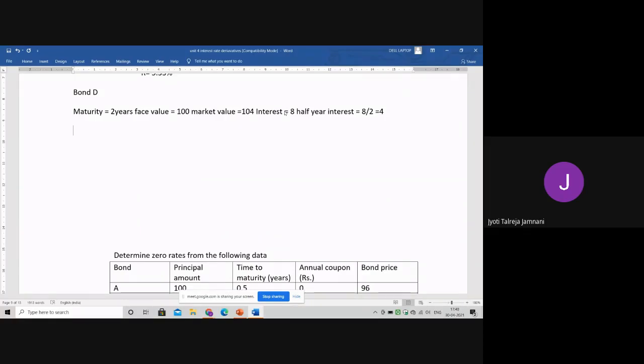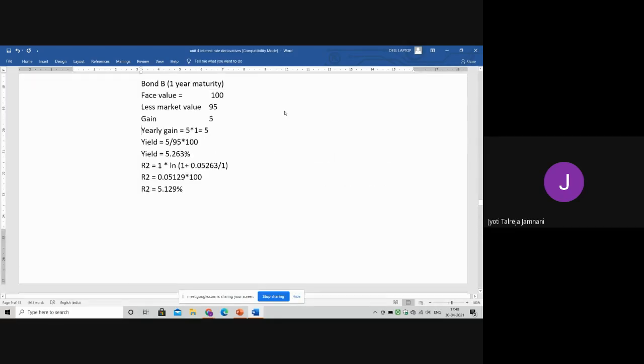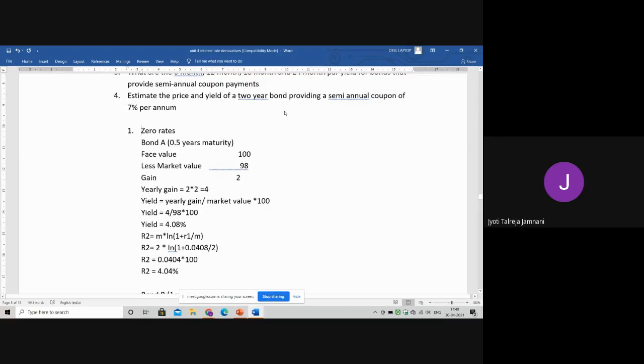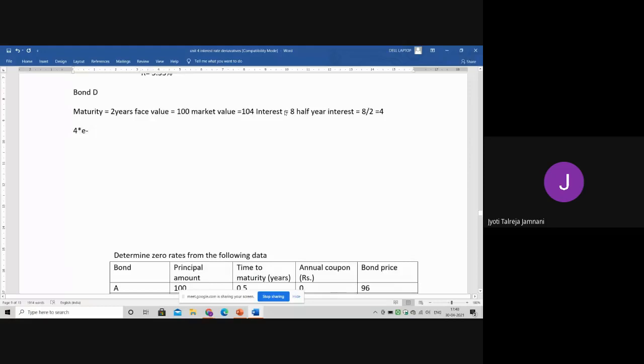We have to find the present value of the cash flows using that formula, and we have to find the zero rate. So first 4 rupees into e raised to minus RT. For R, we have to check bond A, because bond A was a 6-month bond, 4.04. So we take e raised to minus 0.0404 into 6 by 12.